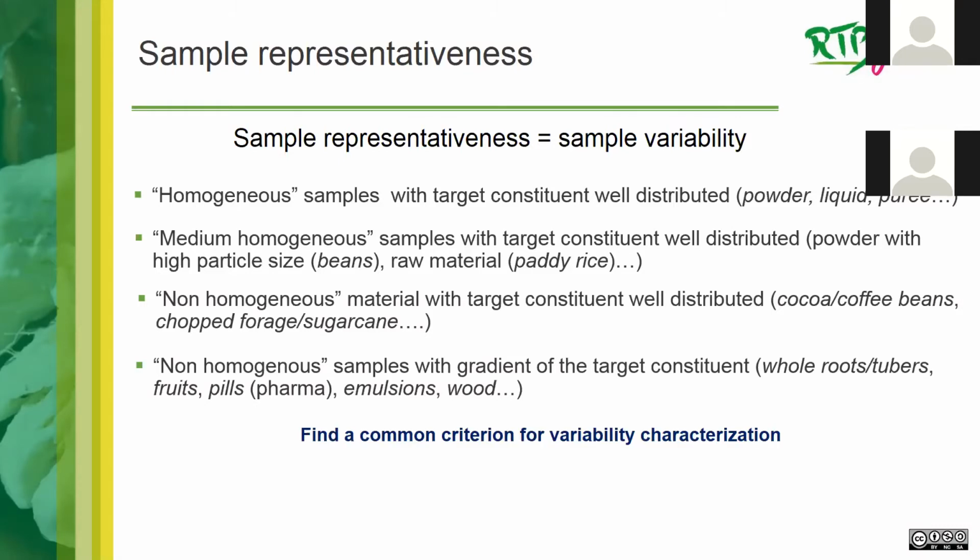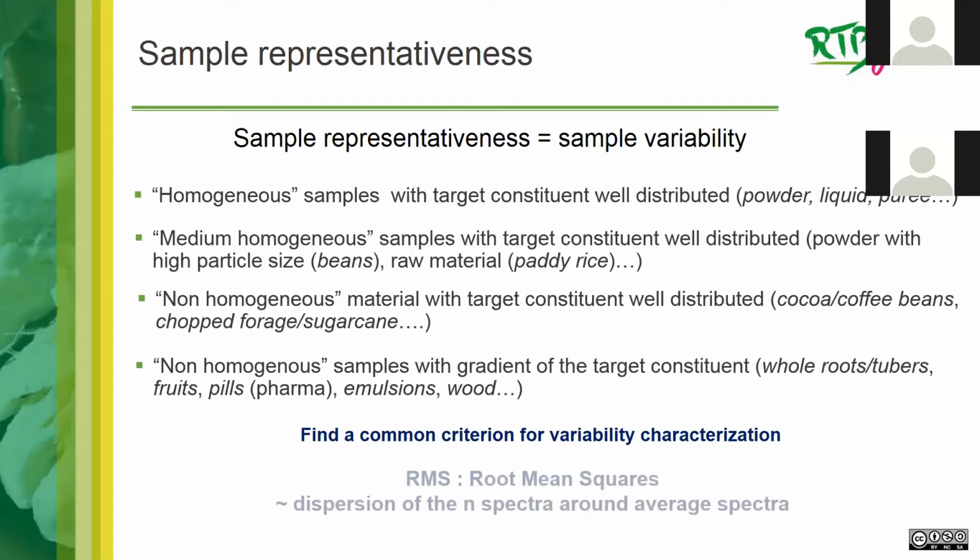So we need to find a common criterion for variability characterization. One of these criteria, which we will see in more detail in another webinar, is the root mean square. Root mean square is similar to the dispersion of the N spectra around the average spectrum.